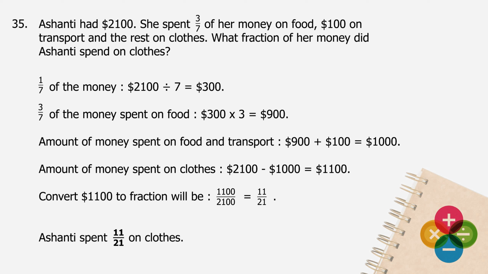Convert $1,100 to fraction will be, 1,100 over 2,100. Convert 1,100 over 2,100 to simplest form will be 11 over 21. Ashanti spent 11 over 21 on clothes.